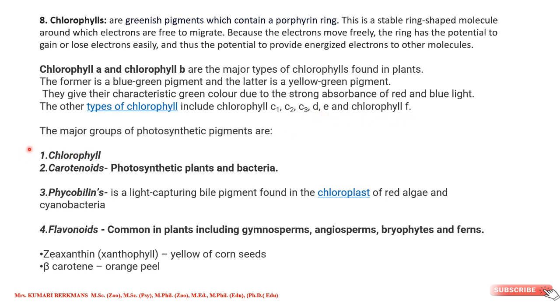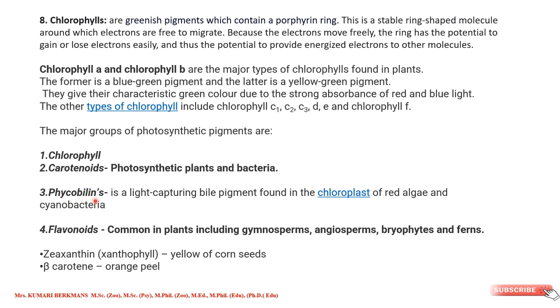Now, the major groups of photosynthetic pigments: the first one is chlorophyll, the second is carotenoids. Carotenoids are also one type of photosynthetic pigment. Chlorophyll is green in color. Carotenoids are present in photosynthetic plants as well as in bacteria.